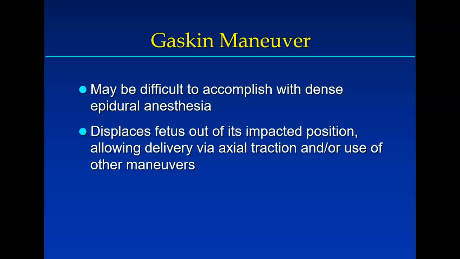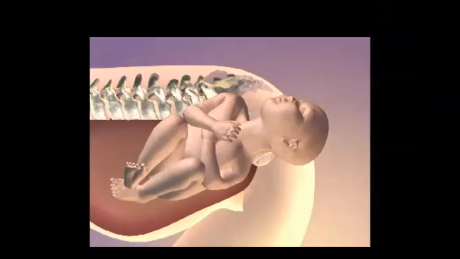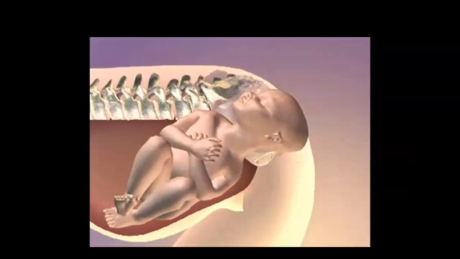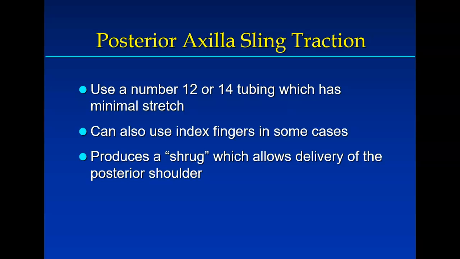The Gaskin maneuver, as I pointed out, may be difficult to accomplish with dense epidural anesthesia. Basically, it displaces the fetus out of its impacted position, allowing delivery via axial traction or use of other maneuvers. And here, and this is a little slow in kicking into gear, you can see, again, everything's reversed. The pubic bone is posterior and the back is anterior. But you can see, as you get the patient up as shown, that the fetus relaxes and drops in.